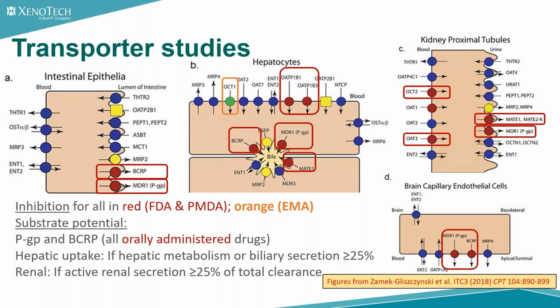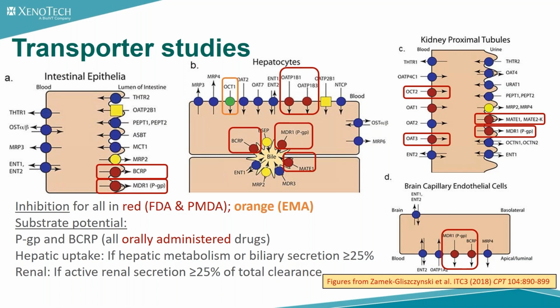I'd also like to point out here that the transporters that are required to be assessed for inhibition are shown in red and orange. All the ones in red boxes are what are required by the FDA and Japan's PMDA, and then the additional transporters required by the EMA are shown in orange boxes. Now, all of these transporters have to be assessed for inhibition potential by the drug. Substrate potential, on the other hand, is a little more complex. So PGP and BCRP have to be assessed for substrate potential for all orally administered drugs.